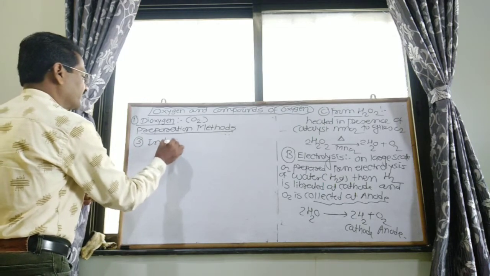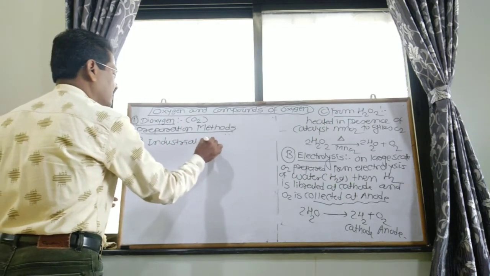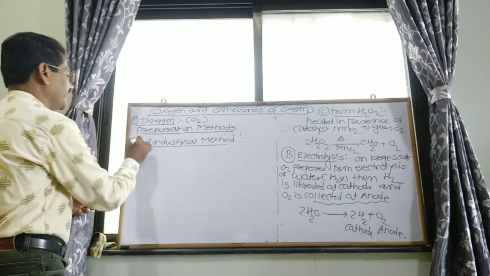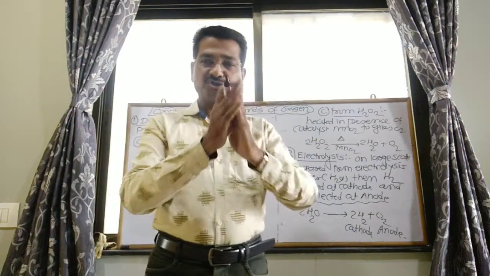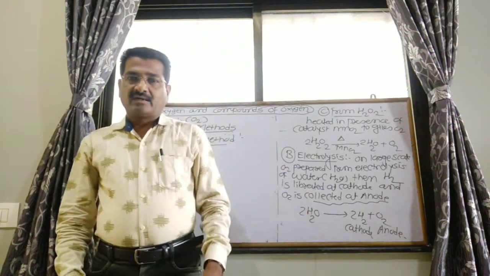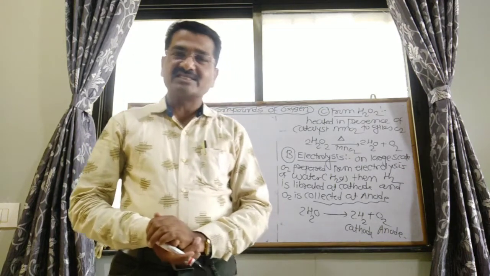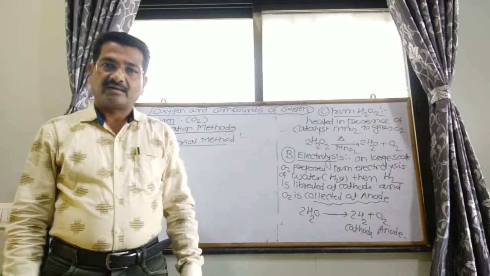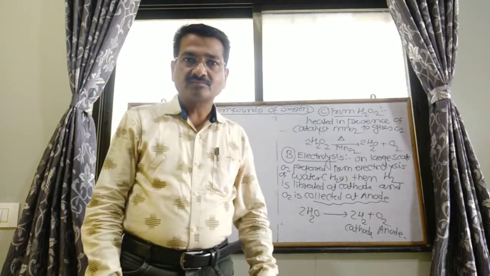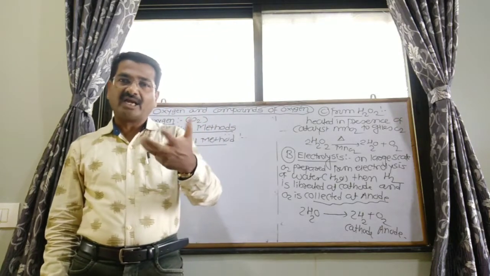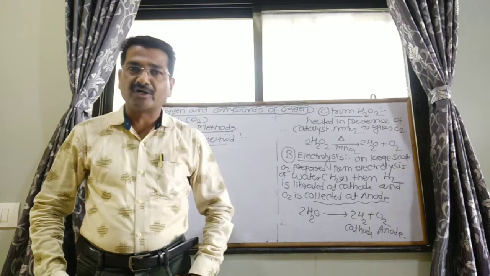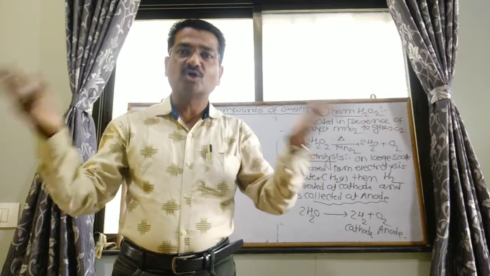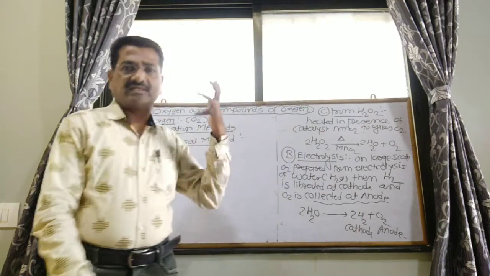Industrial method of preparation of oxygen. How to prepare dioxygen by the industrial method? We know the atmosphere, the air, contains a number of gases: nitrogen, oxygen, carbon dioxide, etc. From all those gases, how do we separate the oxygen? That is the industrial method.